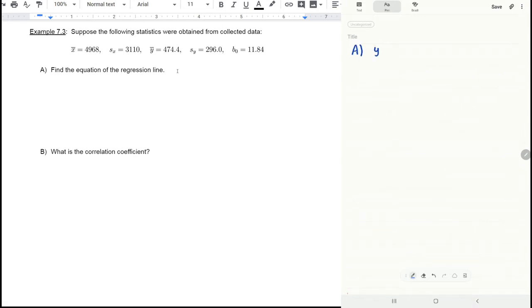So again, recall that the equation of the regression line is b1x plus b naught. Now to find the slope of the line, we're going to take the correlation coefficient times the standard deviation in y over the standard deviation in x. Now for this question, we're not given the correlation coefficient. So we're unable to determine the slope of the regression line using this formula.